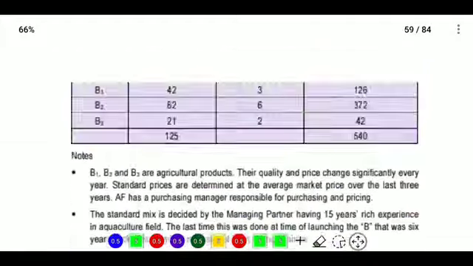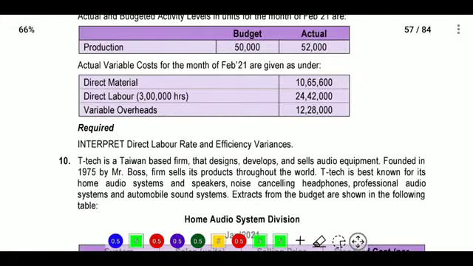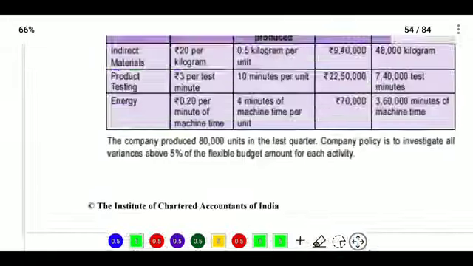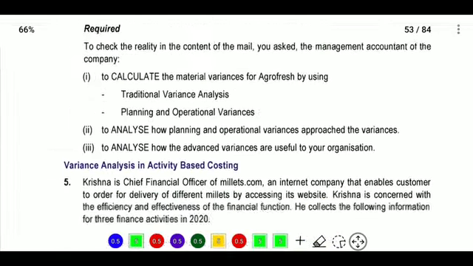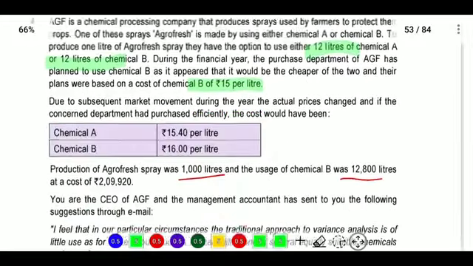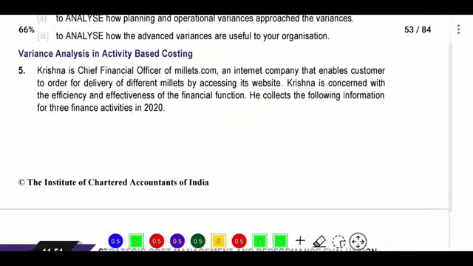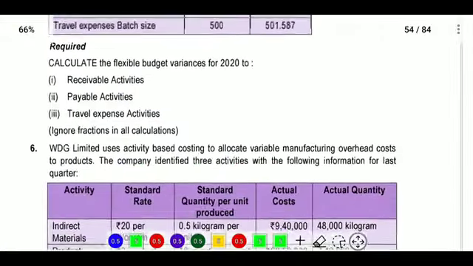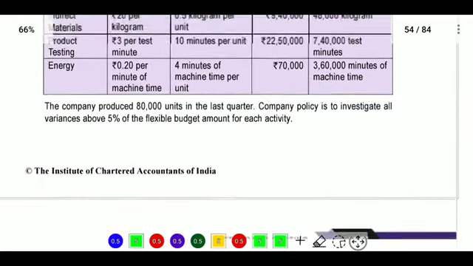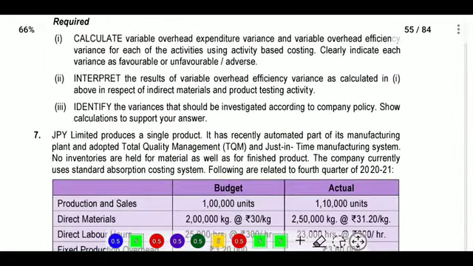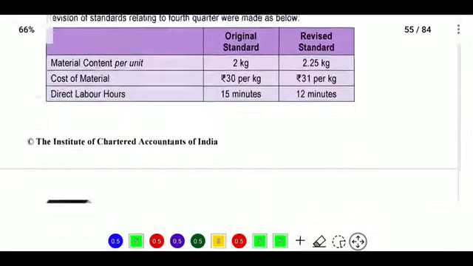Next question, which is question number three, is now completed. Now we will see the fourth or fifth. What is there in the fourth question? This is the AGF. We will discuss that one later. Fifth one, Krishna chief controller, we will also discuss later. Now we will go for the reconciliation problem. It is better. WDG we will see later. That one also I will explain in the next class.